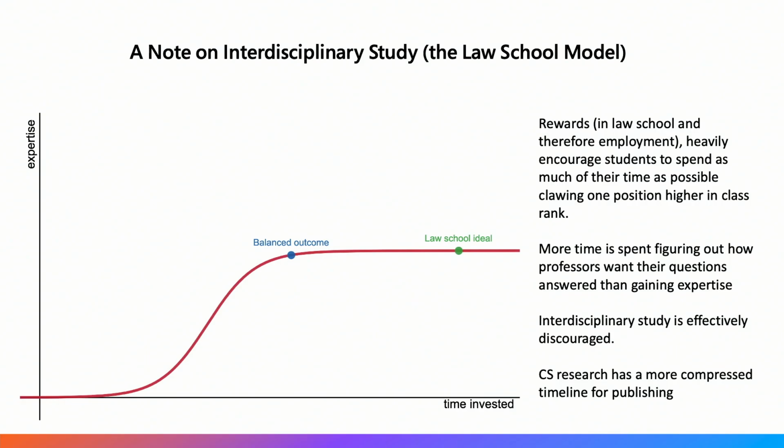One of the reasons why you probably have a hard time finding interdisciplinary people to study with is the way that law school works in post-graduation employment, there's sort of this diminishing returns thing. It's like a sigmoid curve. The more time you spend, you get more and more expertise. This is probably a balanced outcome, right? Law school wants you as far on this end as possible because being one rank higher in your class rank is going to get you better employment outcomes.